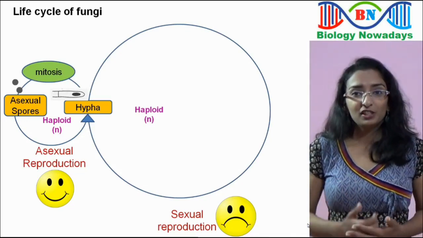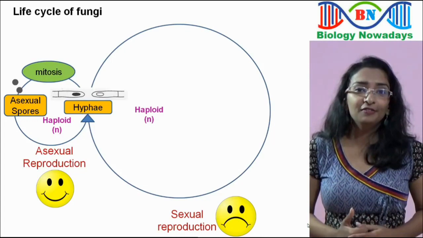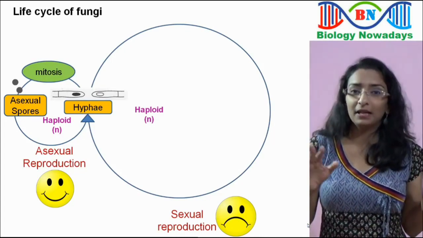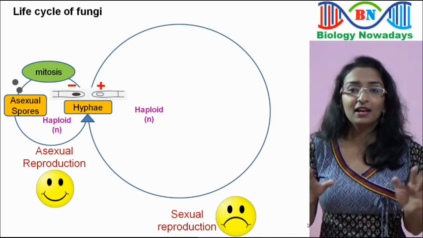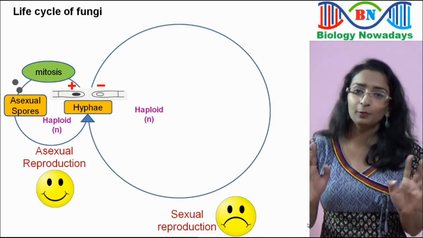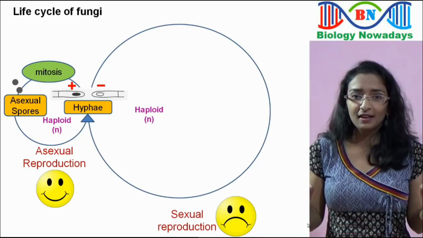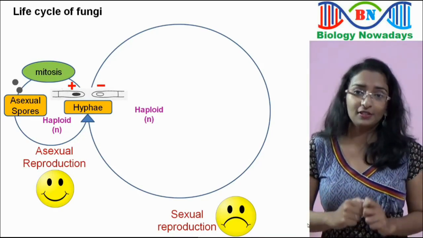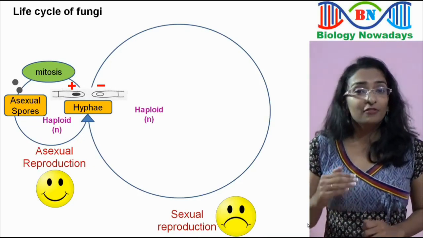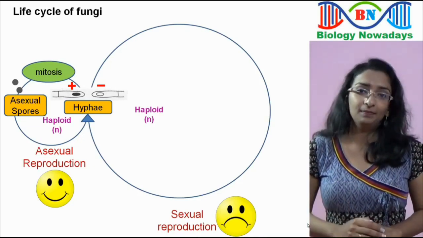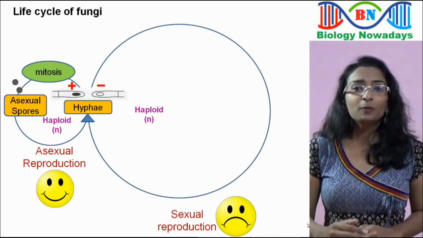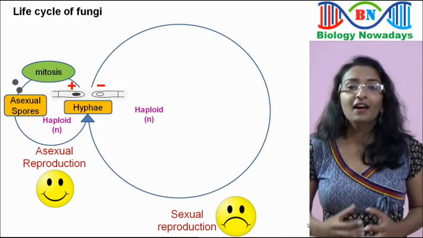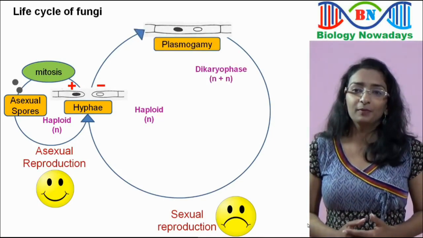In sexual reproduction, two genetically different haploid hyphae, let's call one hypha the plus type and the other hypha the minus type, or the other way. It will not make any difference. It is just to indicate that these two hyphae are genetically different. But morphologically, both look exactly the same. The cytoplasm in the cells of these hyphae fuse, and this step is called plasmogamy.